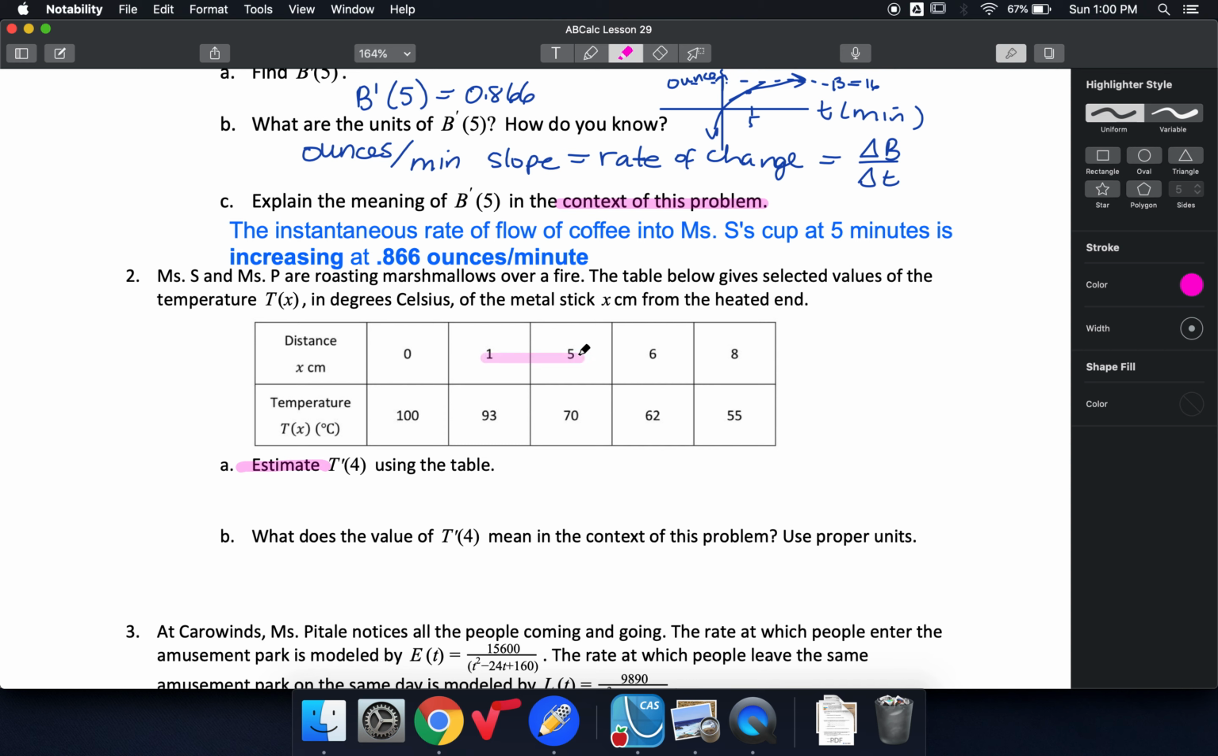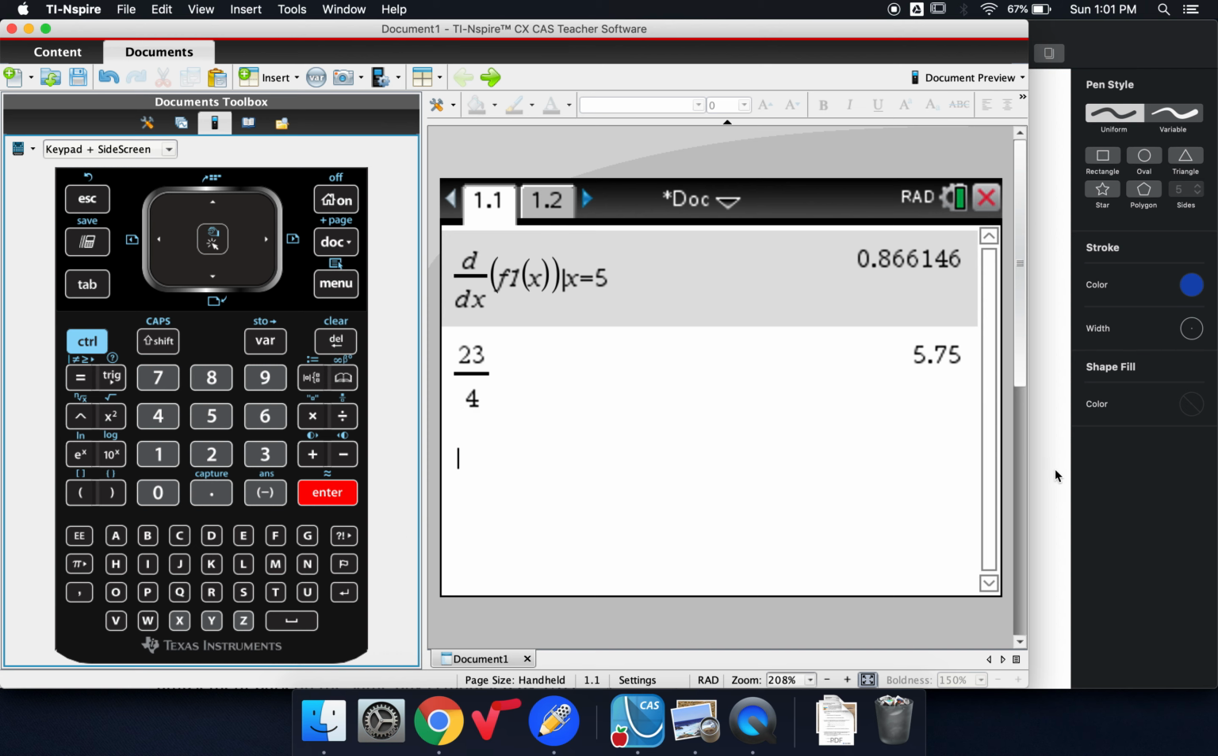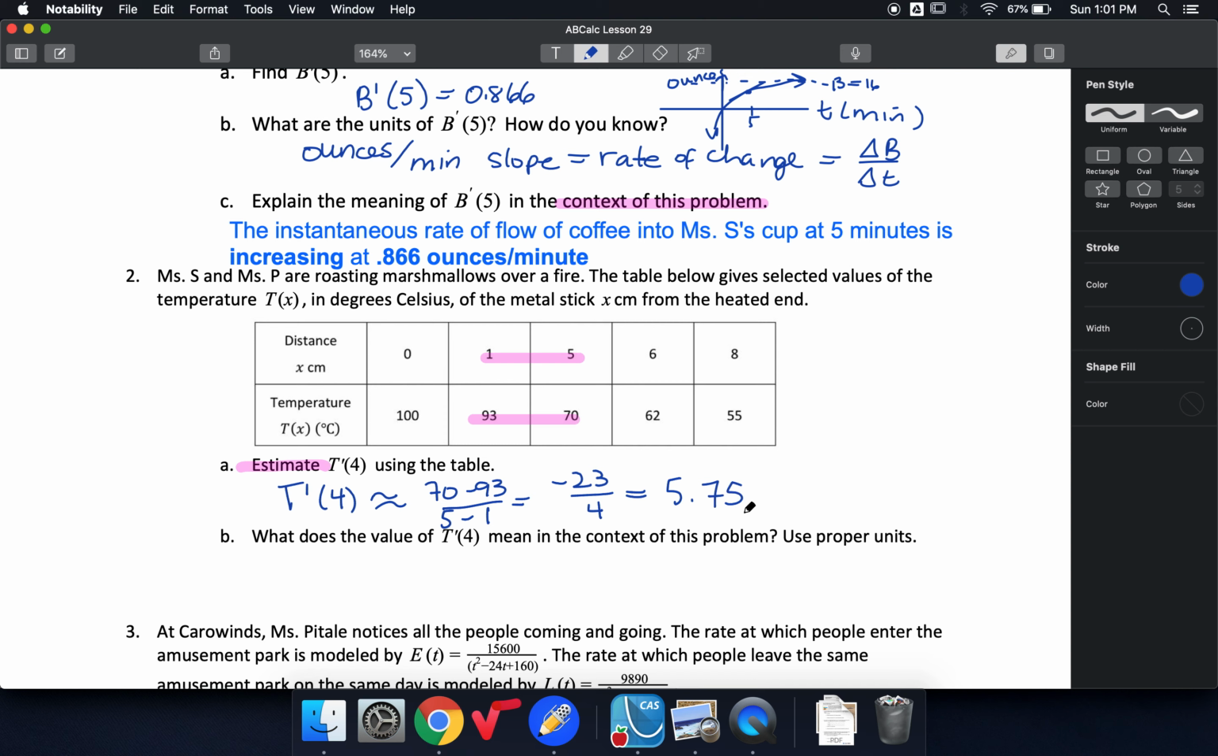Well, I know 4 is going to be in between these values here. I know that T prime of 4 is a rate of change, so my T prime of 4 estimate is going to be approximately equal to my slope between these 2 points. So 70 minus 93 over 5 minus 1, I was thinking ahead. That's going to be negative 23 over 4, which is equal to, let's see, divide by 4, negative 5.75. I know it's going to be negative because my temperature is decreasing as I get further out of the fire. So let's think about our units here.